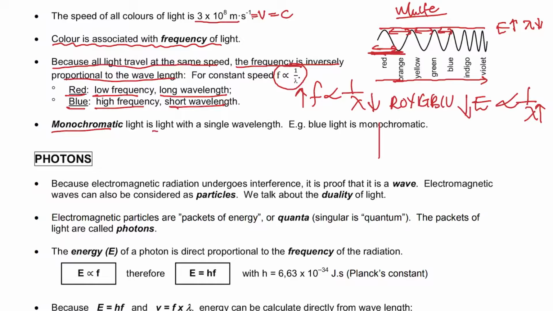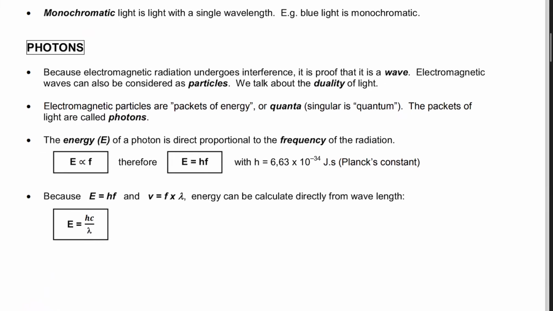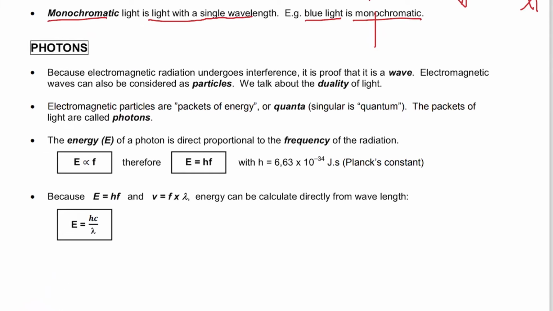Monochromatic light is light with a single wavelength. So blue light is a monochromatic light with a single wavelength. All these lights have a single wavelength, an individual wavelength, so we call that monochromatic light. There's also what we call photons. A photon is related to energy.